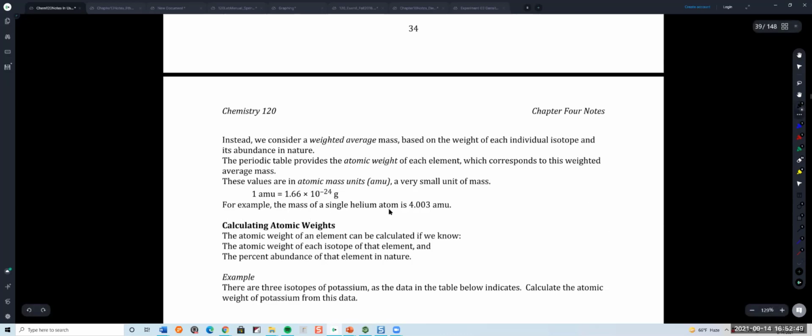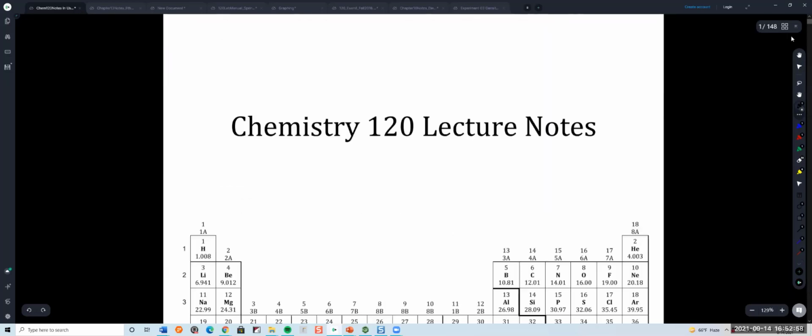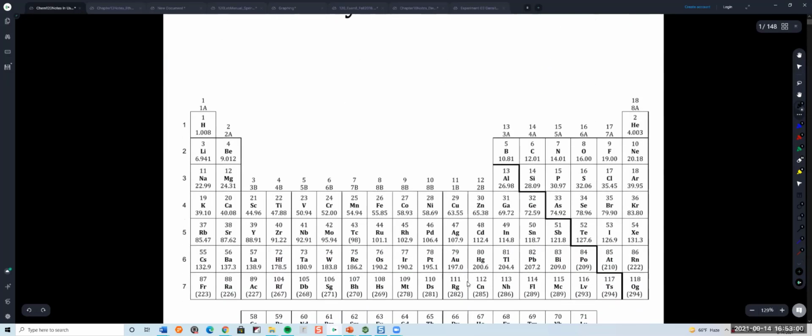So for example, a single helium atom is 4.003 AMU. These masses are all on the periodic table. So I said just a second ago, helium was 4.003 AMUs. That's the mass of a single helium atom. So on average, if you average over all the isotopes, okay? Aluminum, 26.98 AMU. Calcium, 40.08 AMU.